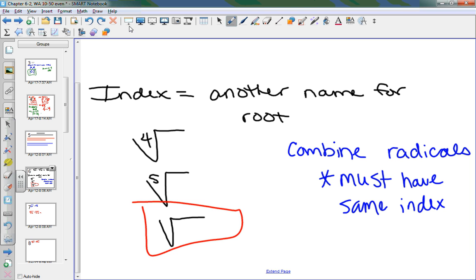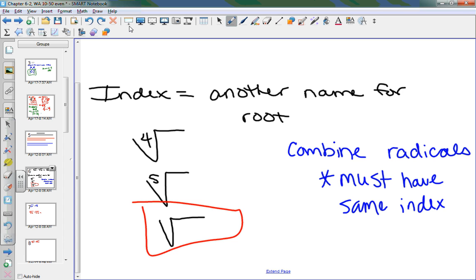When it's not marked, it's always 2. When there's nothing in that little check mark, it's understood to be a 2, because it's a square root. Kind of like saying 1x. You don't need the 1 in front of the x. The fourth root, the fifth root, the 10th root.